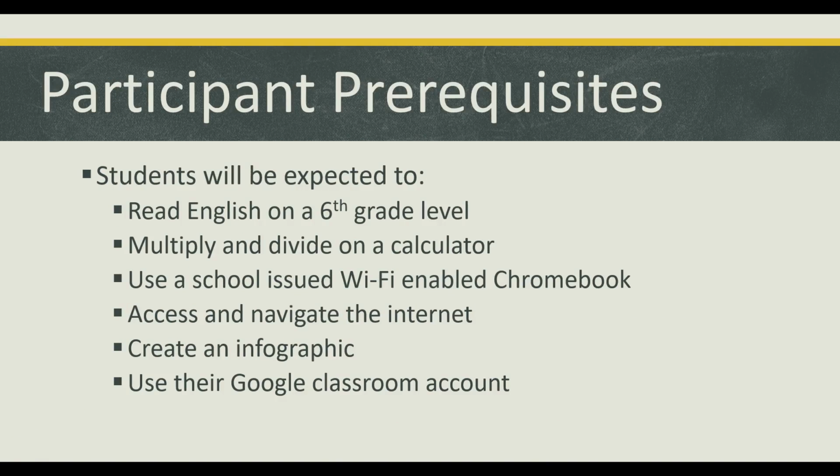It is expected that students have the following prerequisites. They must be able to read English on a 6th grade level, multiply and divide on a calculator, use a school-issued Wi-Fi enabled Chromebook, and be able to access and navigate the internet on that Chromebook. Students will be required to create an infographic, so previous experience creating infographics is helpful but not necessary for success in the course. Students must also be able to use their Google Classroom account.